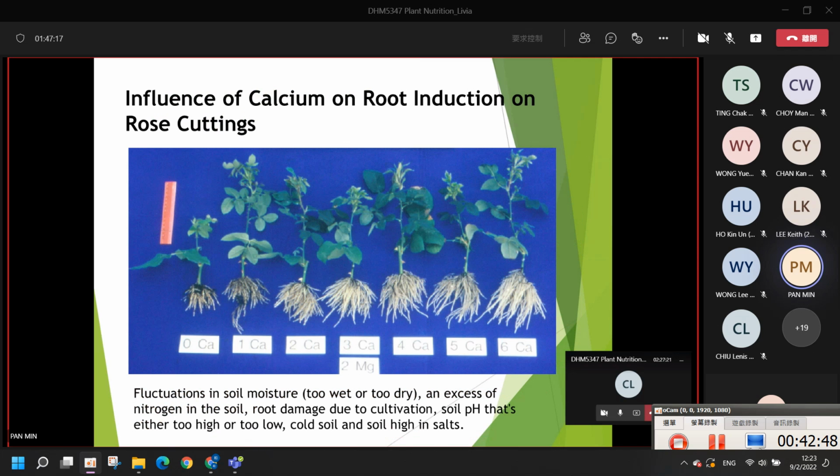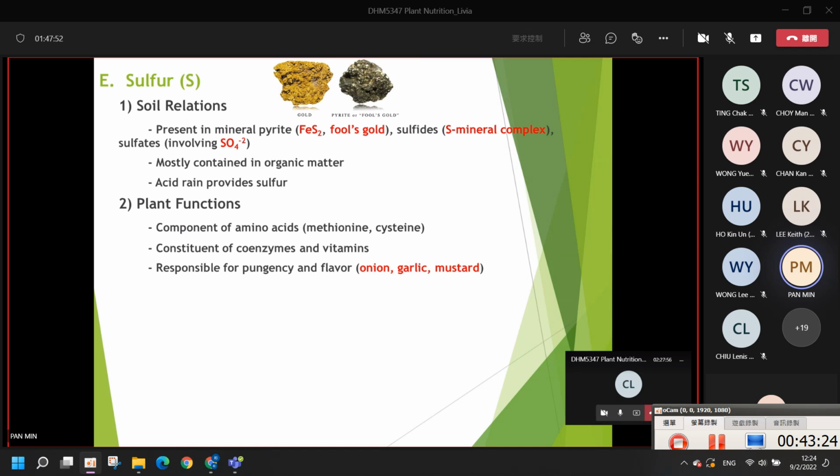And here shows an example. Examination shows the fluctuation of the soil moisture, and the influence of calcium on root induction on the rose cuttings, so you can see that. The concentration of calcium also will affect the root development on the rose roots.